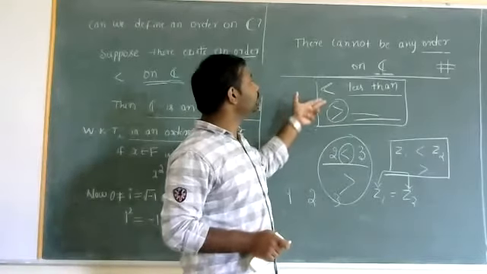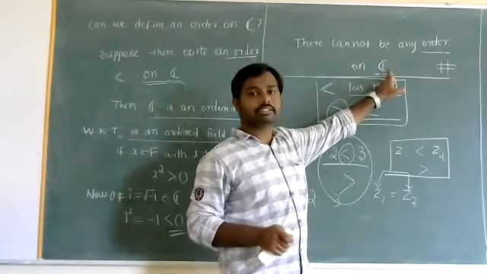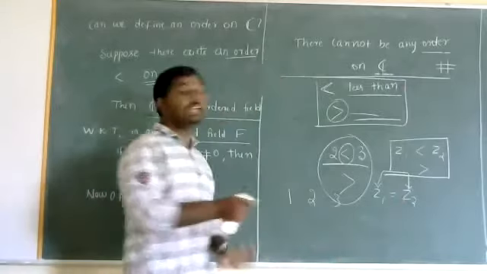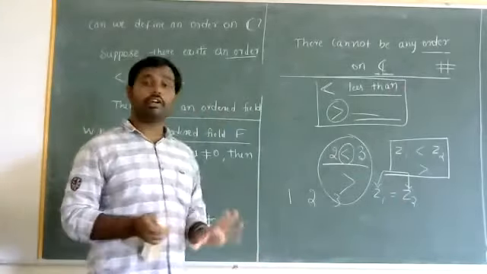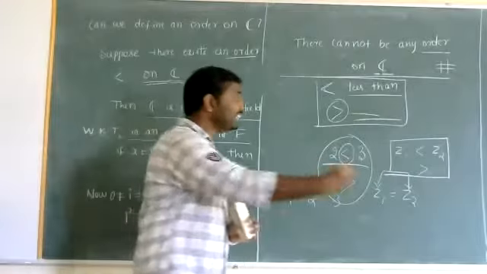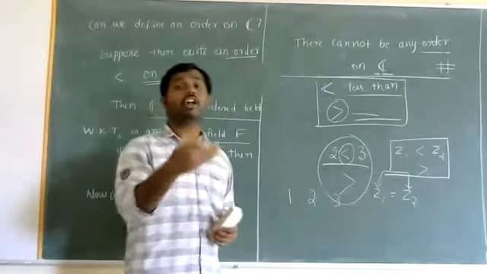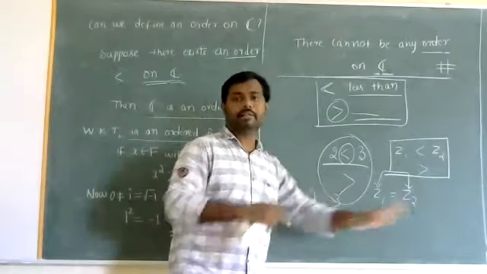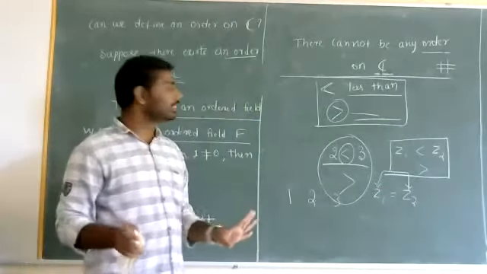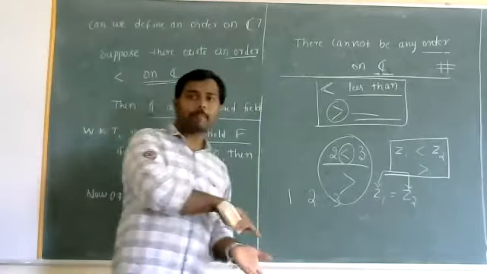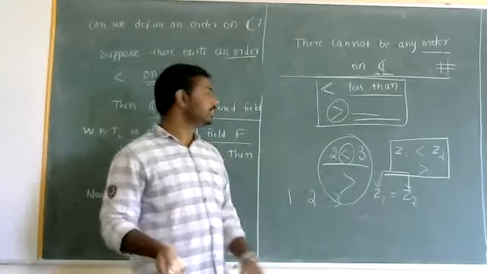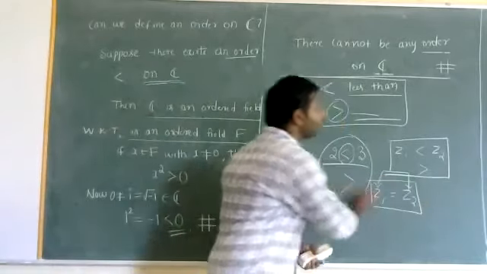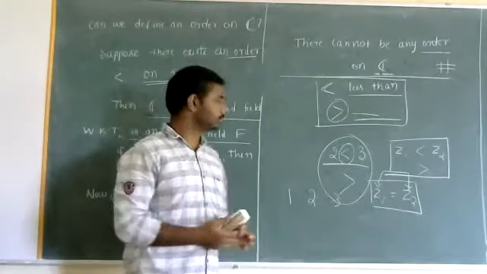But this relation will not be an order on C. So there will not be any order on the set of all complex numbers. We cannot place the complex numbers in an order. That means we cannot say this number comes first and that number comes next. So there are no smaller complex numbers and bigger complex numbers. We can only equate two complex numbers, right?